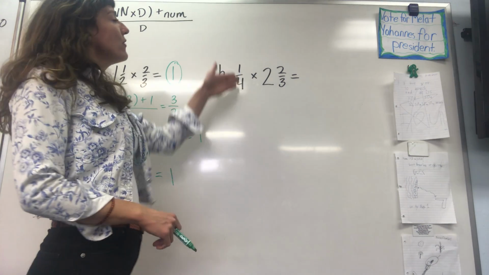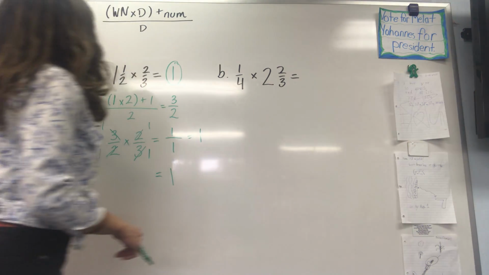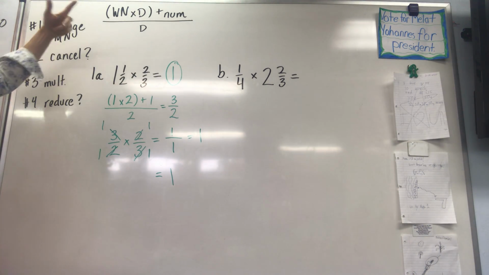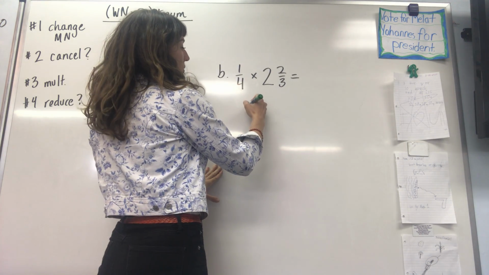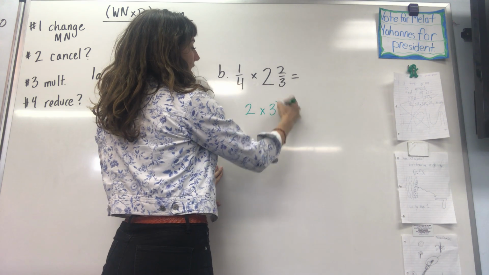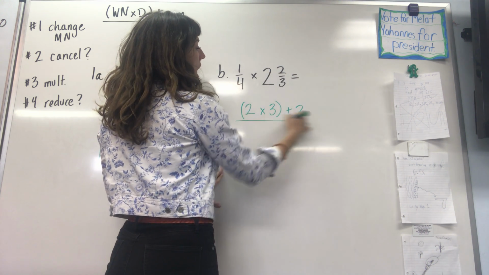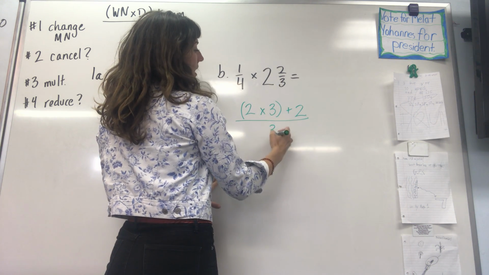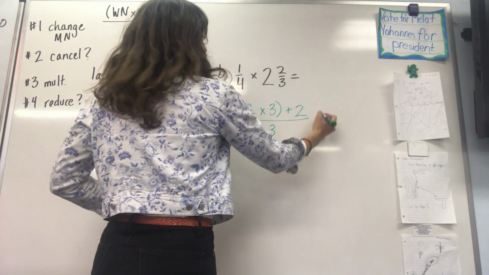All right, 1/4 times 2 2/3. Step number 1, change that mixed number using the formula. The formula means the whole number 2 times the denominator 3, in parentheses, adding your numerator 2, all over your denominator 3. Very good formula working. Very, very good.